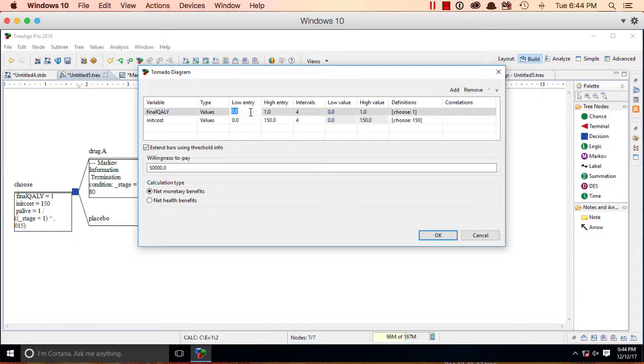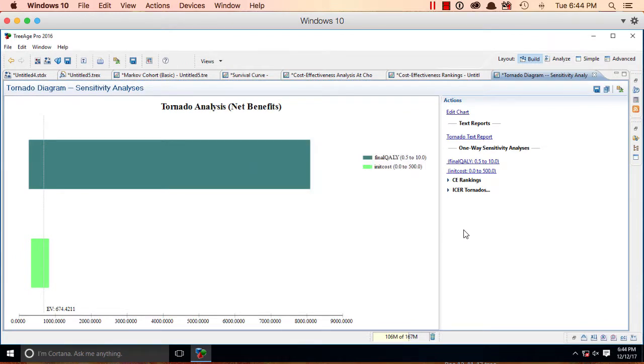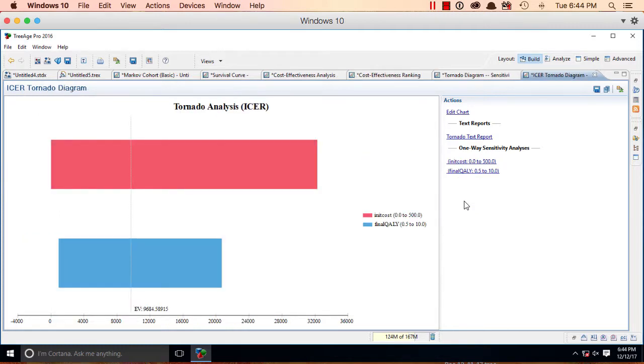Now the tornado diagram is where we look at different variables in the model, in this case the final effectiveness and the initial cost of drug A, and we analyze the effect of these different variables on the ICER and on the net monetary benefits. So we give it a range. Final quality, we'll say it varies from 0.5 to 10 qualities. Initial cost, we'll say varies from $0 to $500. You can see the expected value there. That's the net monetary benefit of drug A. So it starts out at the net monetary benefit of drug A and varies from there. If you look at the ICER, you can see the expected value. That's the ICER, 9,684. That's the ICER that we got from the model, and it varies around that.